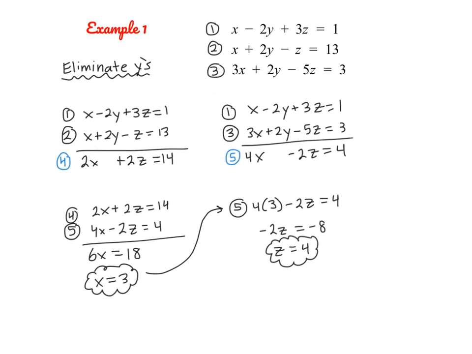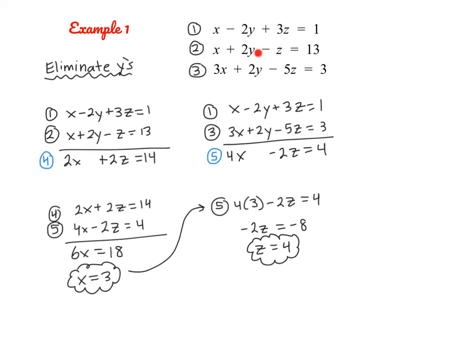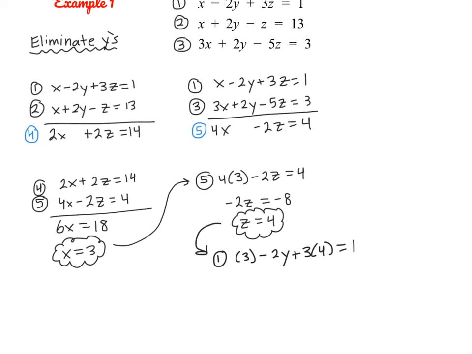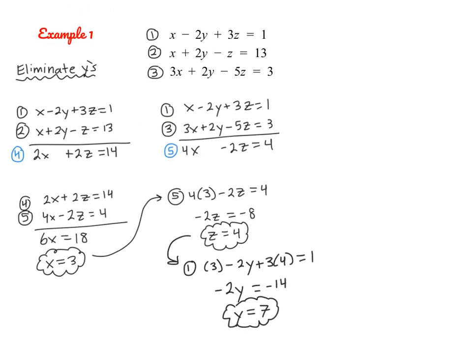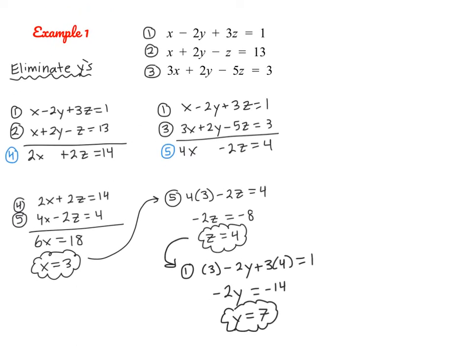And now that we know two of our variables, we're going to pick one of your original three, and we're going to back substitute so any of the three will work. Let's back substitute both x and z, let's say into equation 1. So we have 3 minus 2y plus 3 times 4 equals 1. This gives us negative 2y equals negative 14. So y equals 7. So that means that we think that our solution is 3, 7, 4.